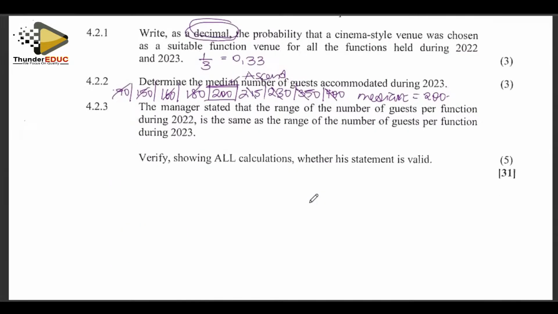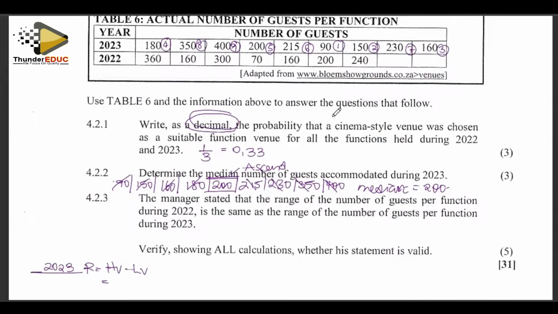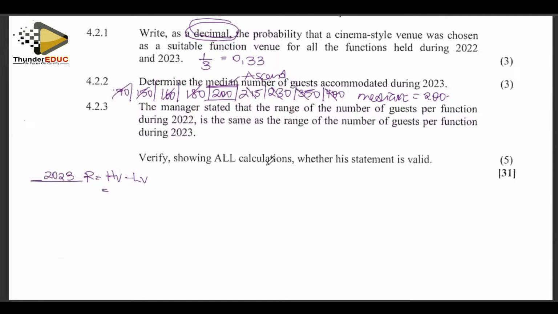So we are dealing with the ranges. So we can start with either way. So we can start with 2023. But what you have to keep in your mind is that range equals the highest value minus the lowest value. So in 2023, what was the highest value? Looking at it, it was 400. The lowest value was 90, which gives you 310.